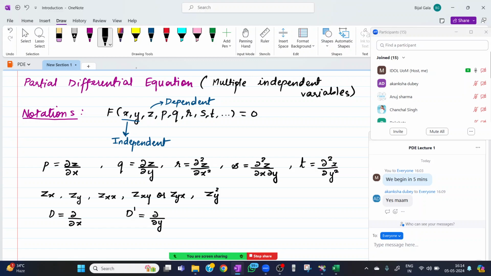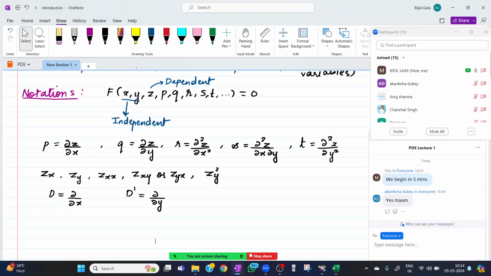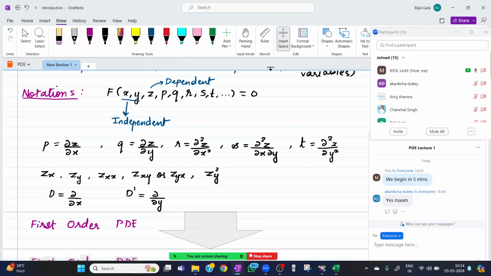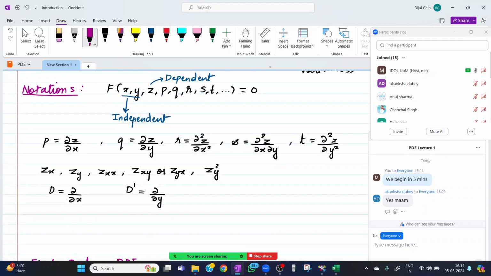Okay. We will now be talking about the first order partial differential equation. I hope you have seen your syllabus, and the first unit consists of first order partial differential equations. So before I go to first order partial differential equation, I need to talk about the order and the degree of a partial differential equation, similar to what we have done with ODE.